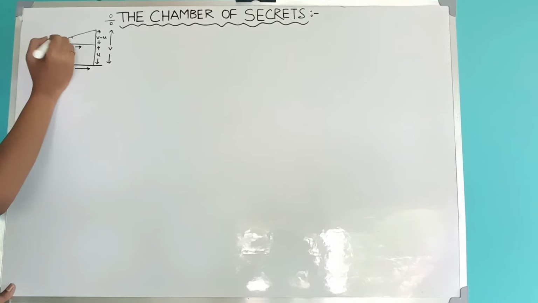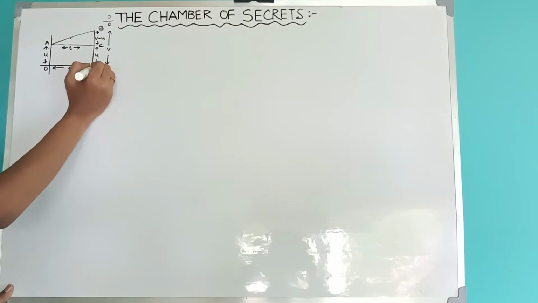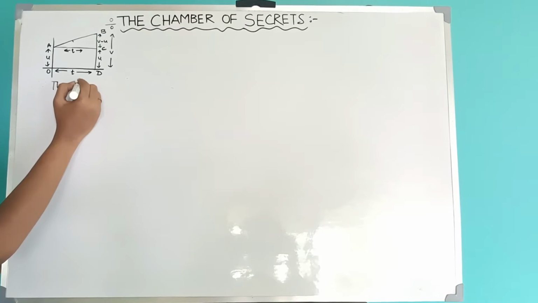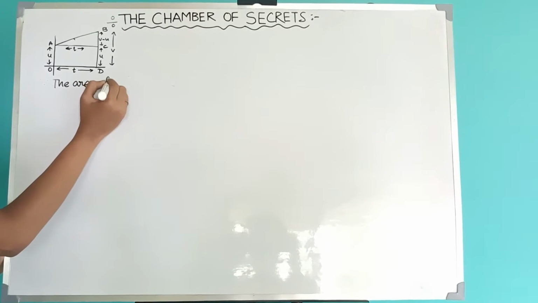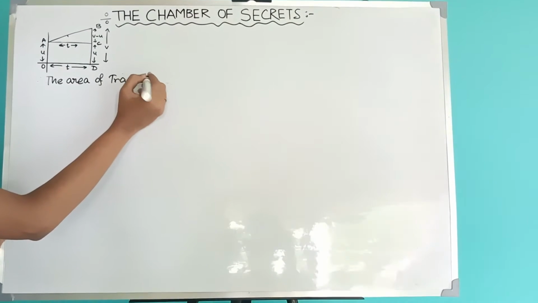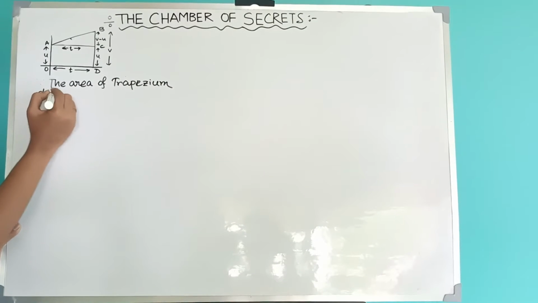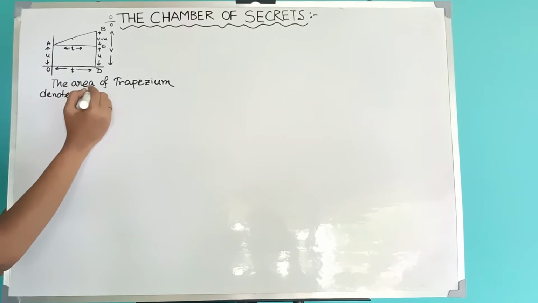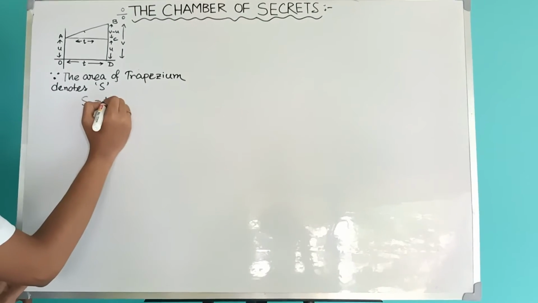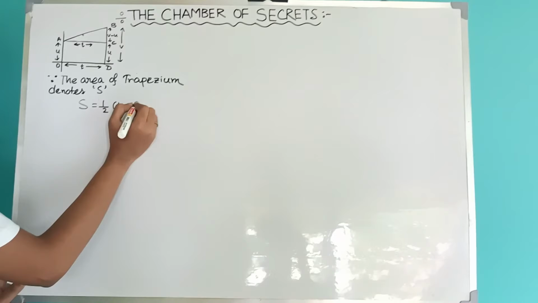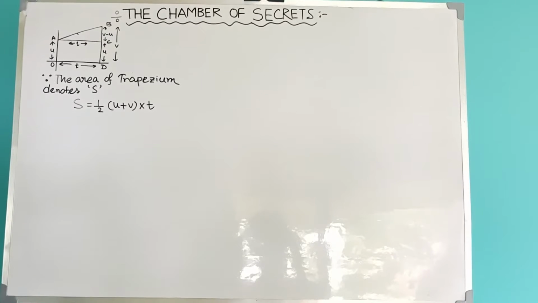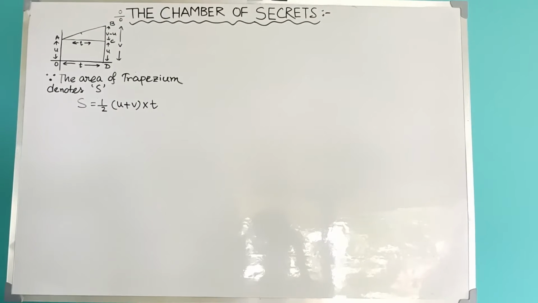Now we have to name the points O, A, B, C and D. So as we know, the area of the trapezium denotes the S. So you can take it. So we can write that S is equal to half (u plus v) into t, because we know that the area of the trapezium is equal to half into (u plus v) into base, I mean the t.